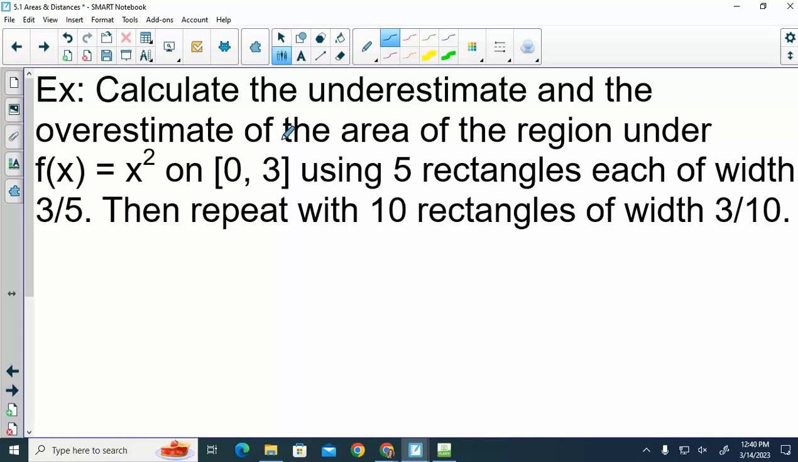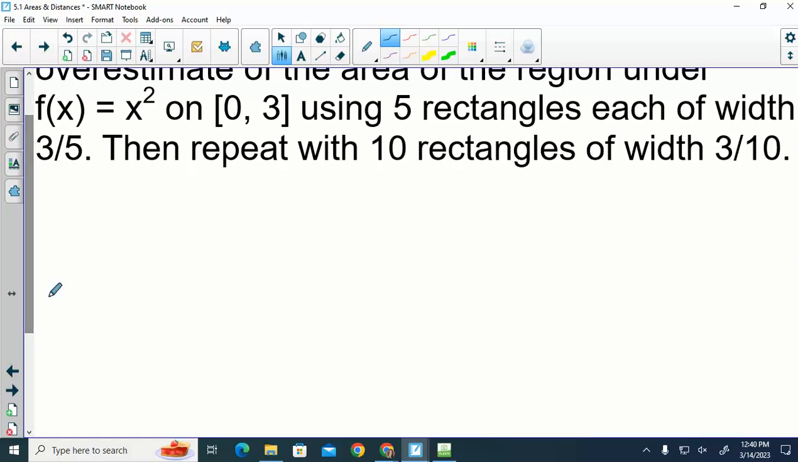So if I wanted to estimate the area, I want an under and an over estimate. We'll talk about that in a second. Of the area of the region f of x equals x squared on the interval 0 to 3. First, using 5 rectangles, each of width 3/5, and then we'll do it with 10 rectangles. All right. So f of x equals x squared. What's that look like? Parabola. Okay.